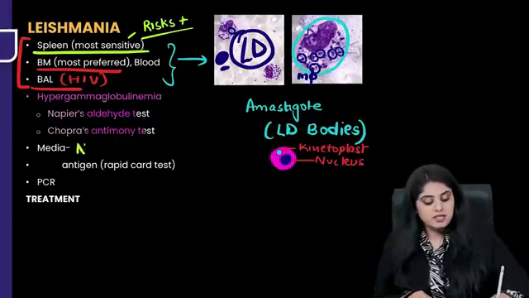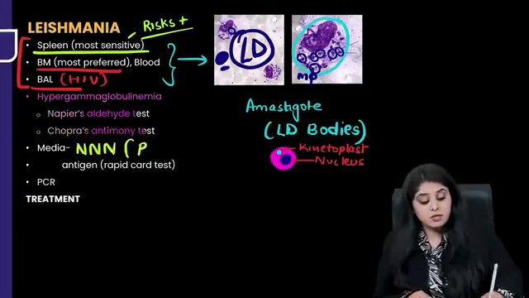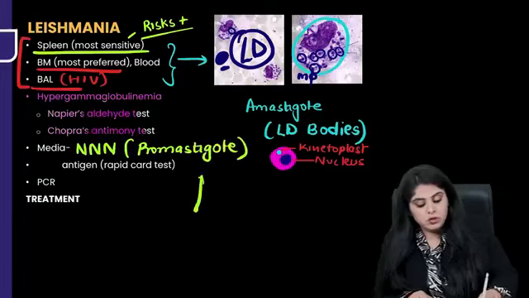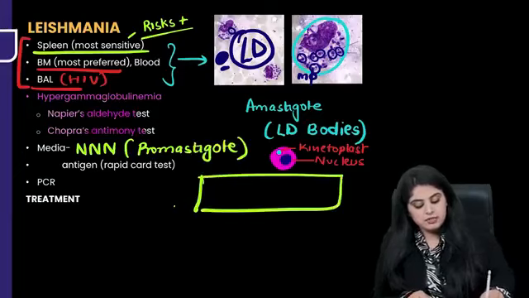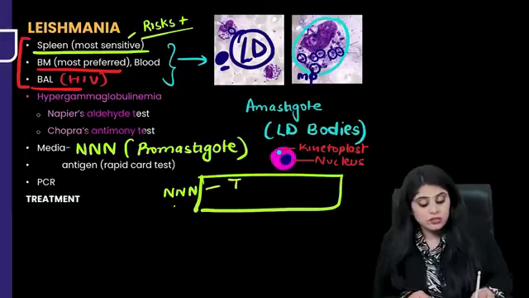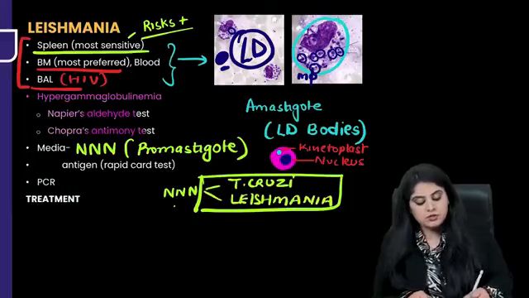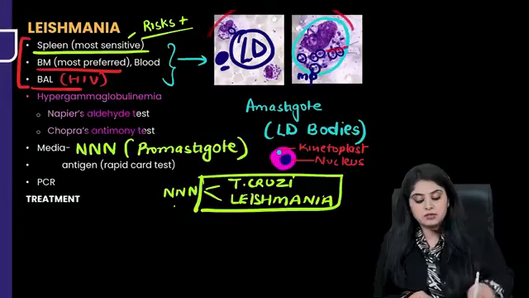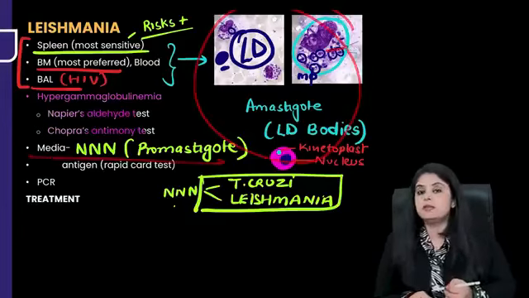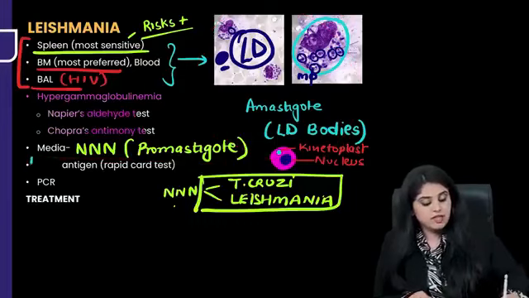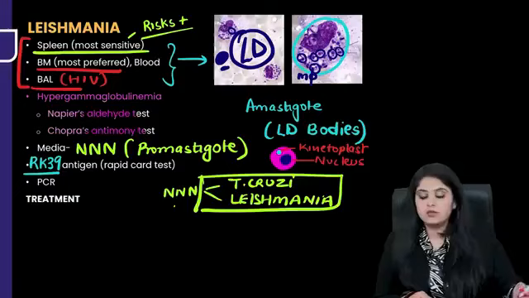What is the media? The media once again is the triple N media, but on the media what you see is the promastigote form. Now you are going to make a small table and tell me where triple N media was used. Triple N media was used for Trypanosoma cruzi, and now it is being used for Leishmania, right? These are the two organisms on which you use triple N media. So what you see under the microscope is amastigote, but what you see on triple N media is promastigote. What is the famous antigen test? RK39. RK39 antigen card testing is done for Leishmania.